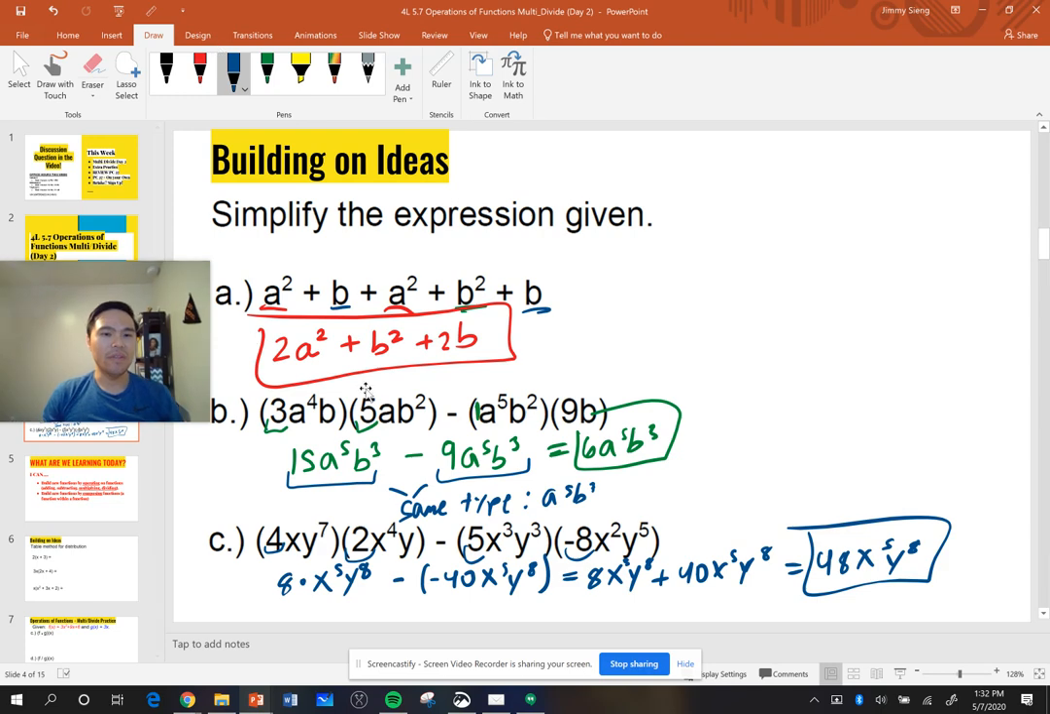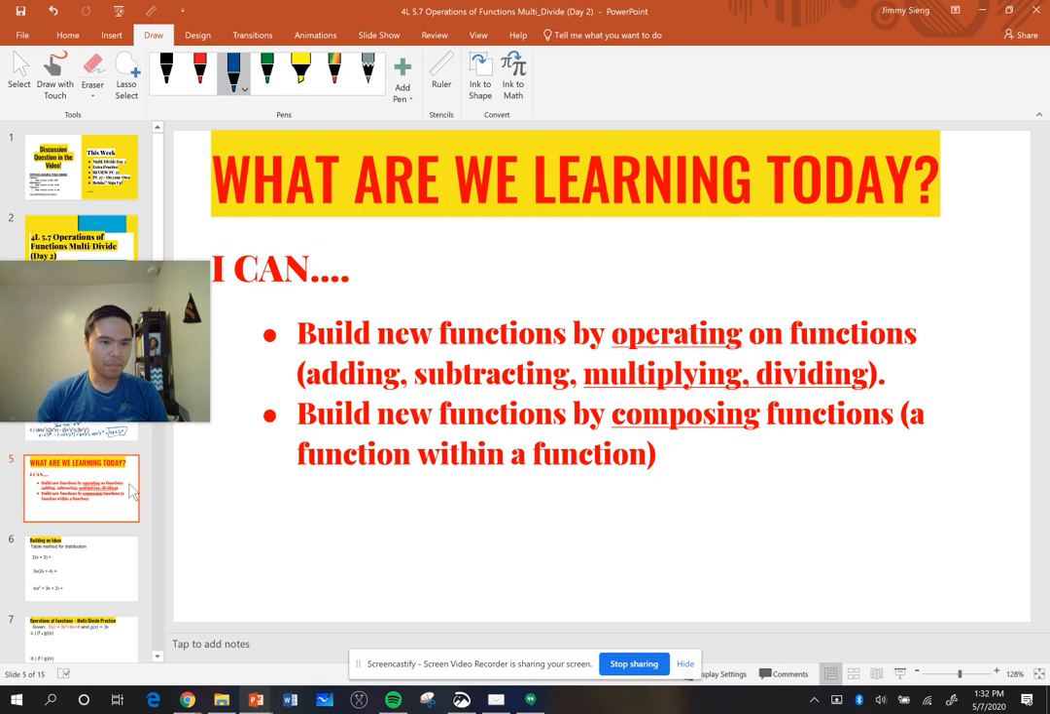All right. You'll see a lot of these exponential stuff in 10th grade math. Guarantee it. Gets crazier. But let's get into the lesson today.